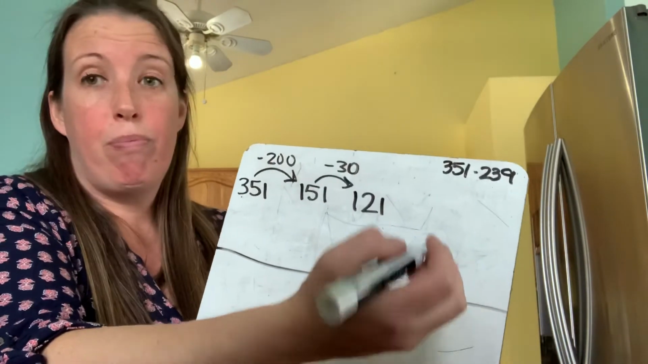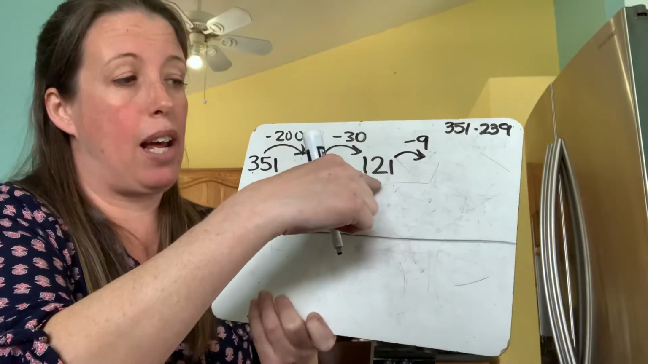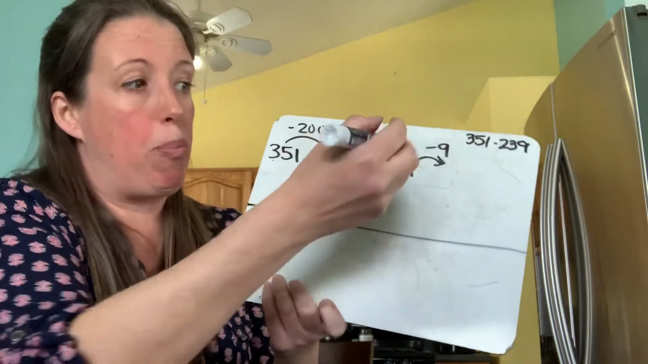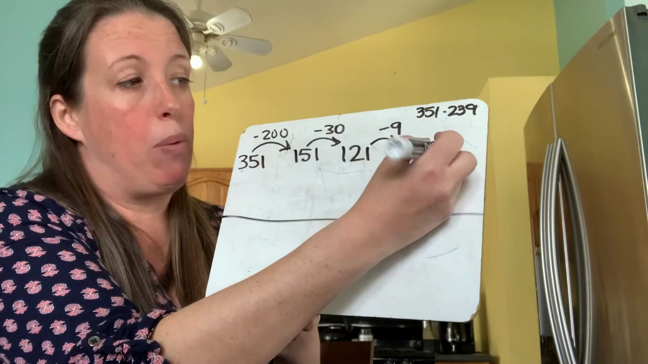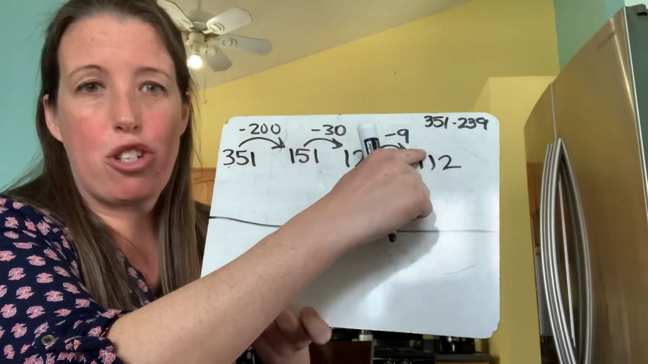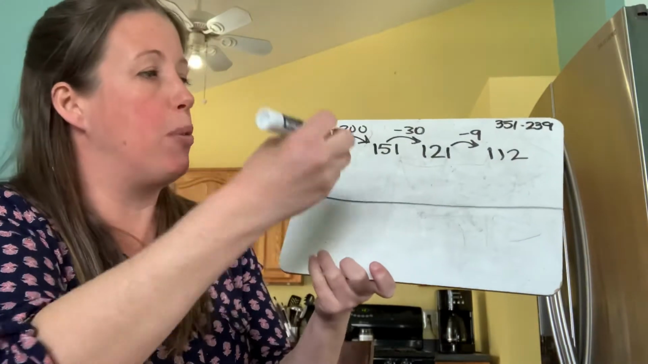Some of you could do it this way. Minus 9, and you might say that, all right, 121 minus 10 would be 111, so minus 9 would leave me with 112. If you're not quite able to take away that jump of 9, I'm going to do another example down here, which might be more efficient for you.